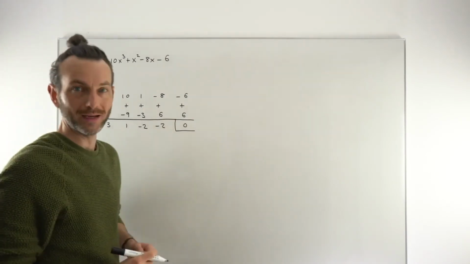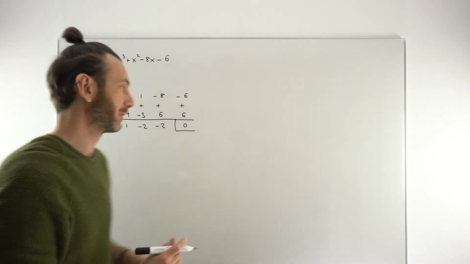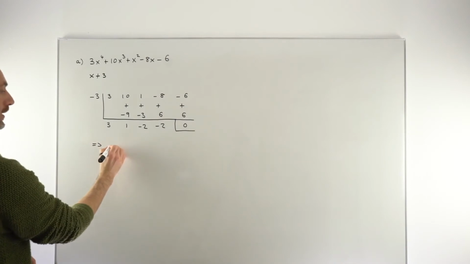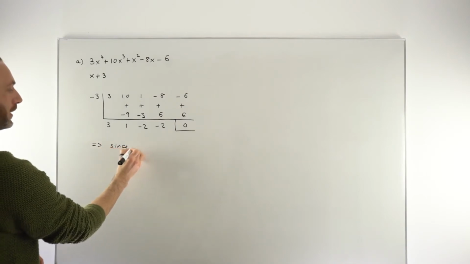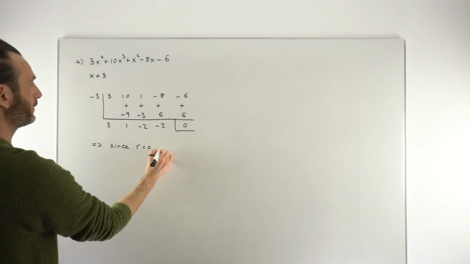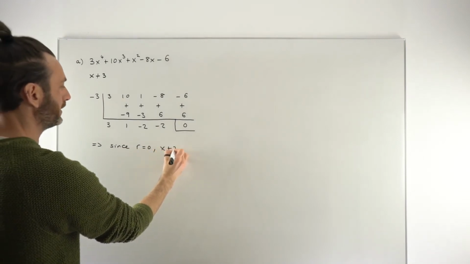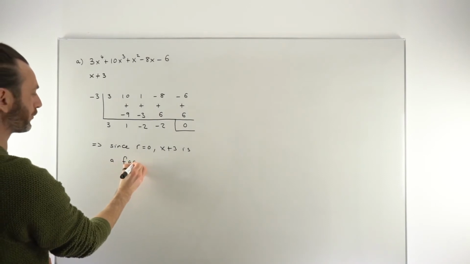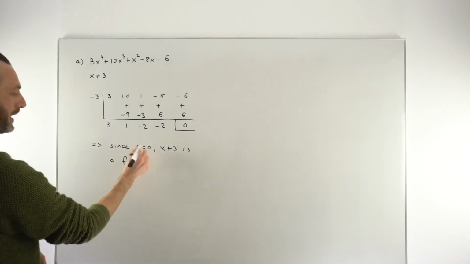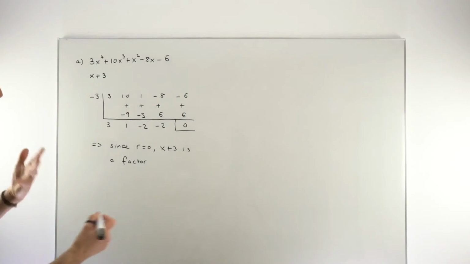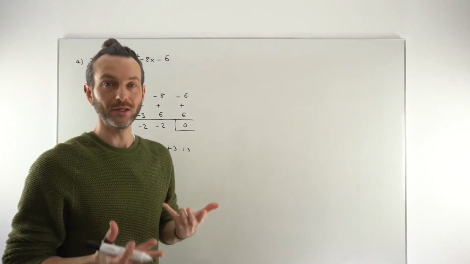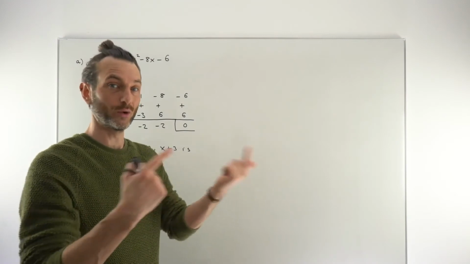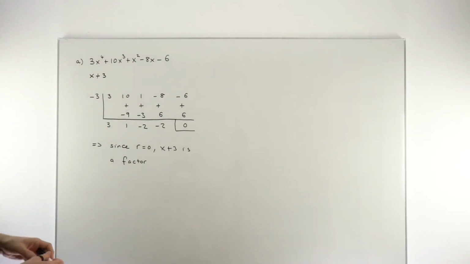If you get the 0 remainder, that shows that it's a factor. So you could just say something like, therefore, since the remainder equals 0, x plus 3 is a factor. Or you can use your own language for that, but make sure you get in something about the remainder being 0. That's the only reason why it's a factor, because the remainder is 0. If the remainder is 0, it's a factor, and if it's a factor, the remainder is 0. That goes both ways. Okay, so that's the first part of this question.